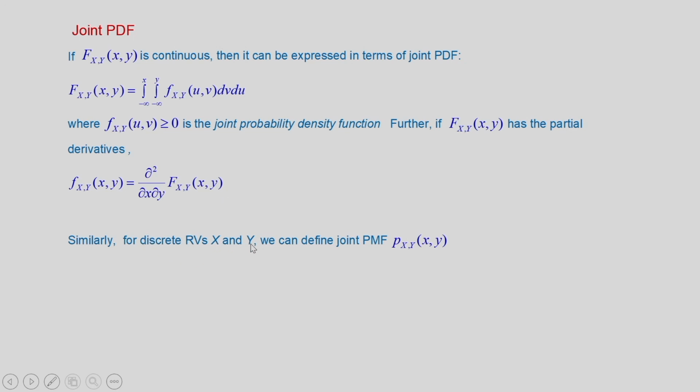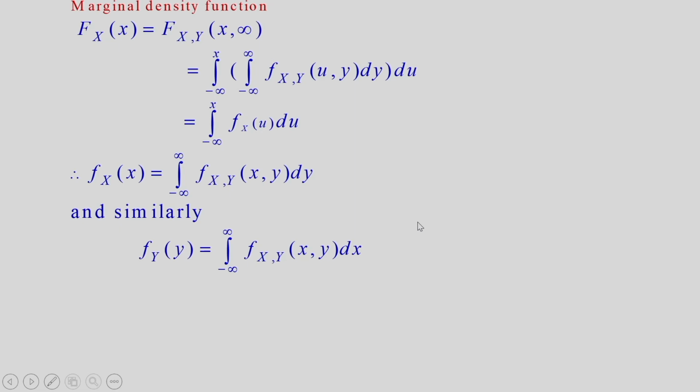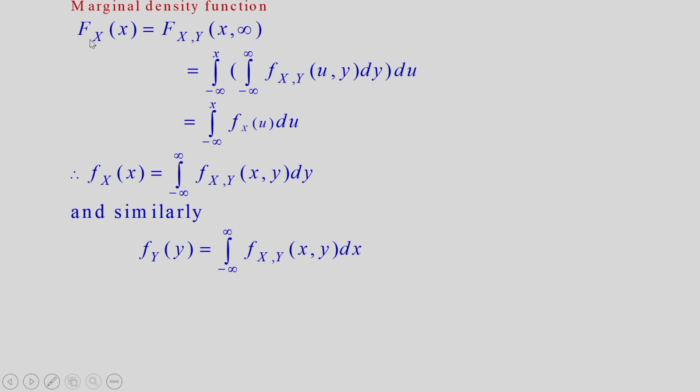Similarly, for discrete random variables X and Y, we can define the joint probability mass function, denoted by small p_XY at point (x, y). So, the same definition of probability mass function can be extended to two dimensions to get the joint probability mass function. Now, as I said, the joint CDF or joint PDF is a complete description of two random variables, and from the joint CDF we can get the individual CDF, individual PDF, and so on.